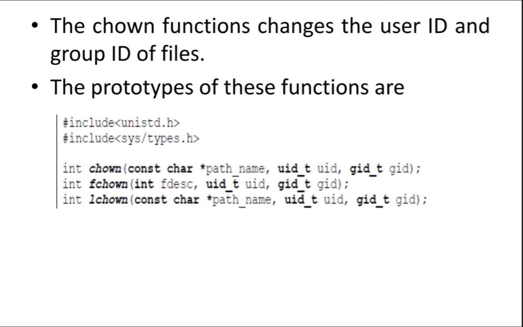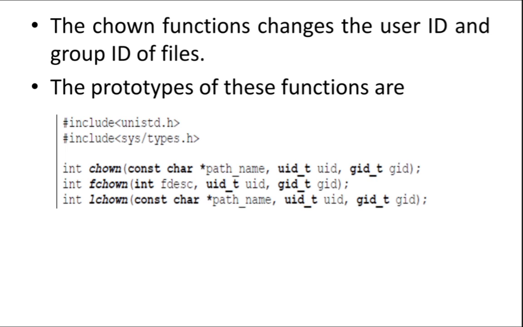So the chown function changes the user ID and the group ID of the file. Very simple. The prototype for this chown function is: it contains the argument path name, and the other two arguments, user ID and group ID. The user ID and group ID are stored in derived data types called uid_t and gid_t. So using chown, I can change the user ID and the group ID of a particular file.